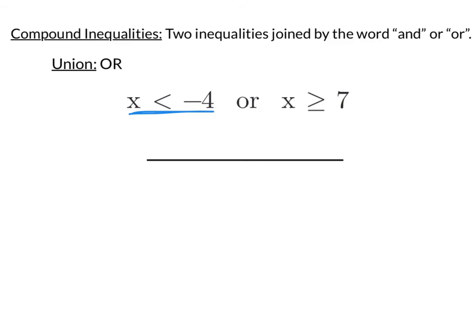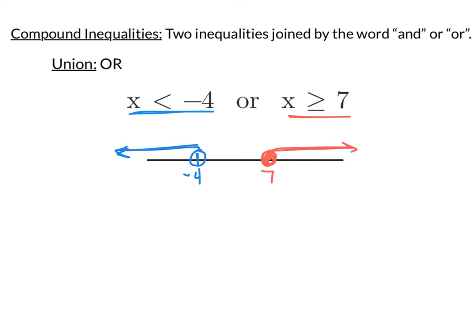X is less than negative 4, or x is greater than 7. If we were to graph x is less than negative 4, it is over here. X can't equal it, so we use a circle, and we want all of our x's to be less than that negative 4. For the second inequality, we find 7. X can equal 7, so we use a dot, and our arrow goes to the right, because that's where all the numbers are greater than 7.